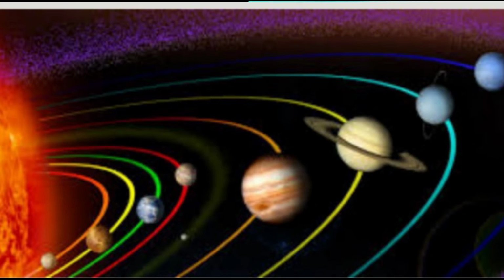Before we proceed to our lesson, I have here a picture of planets on their own orbits and the sun at its center. We're going to measure the distance of every planet from the sun, and you're going to answer the questions I will be giving to you.